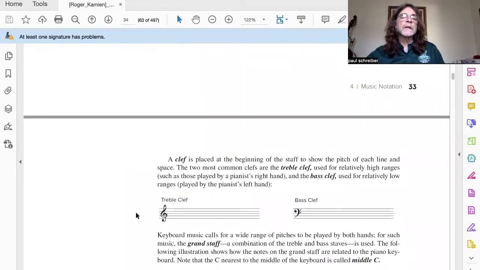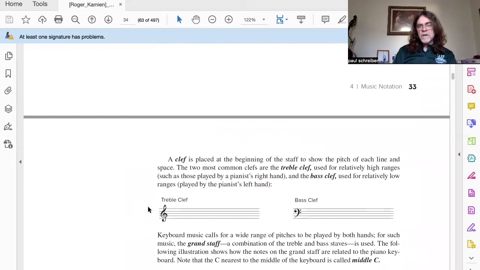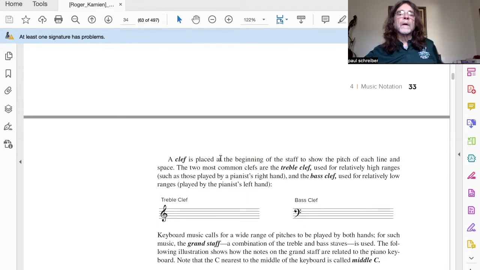Okay, so here we are, clefs. There are various clefs, but the two most common clefs we see in music are the treble clef, which generally has pitches from about here and can go all the way up high, and the bass clef, and there's a little bit of overlap. We generally see pitches from about here going down. There are other clefs, but we're not going to get into that.